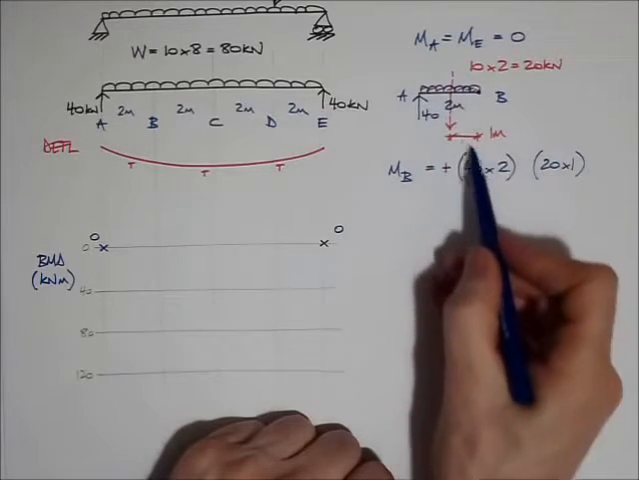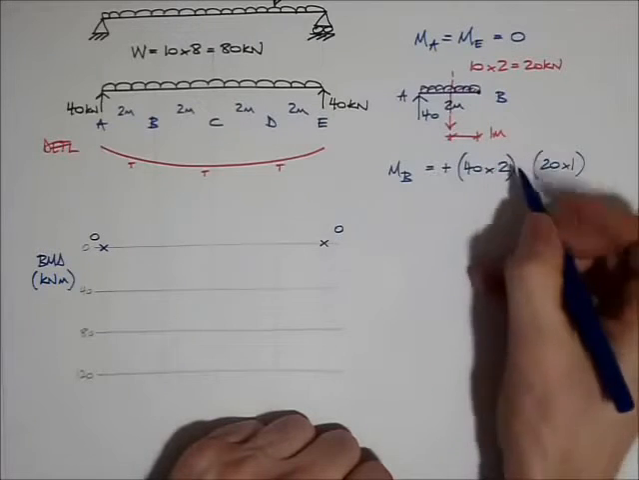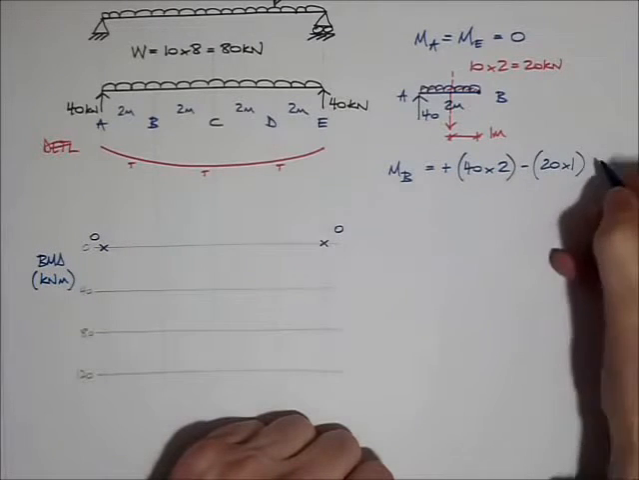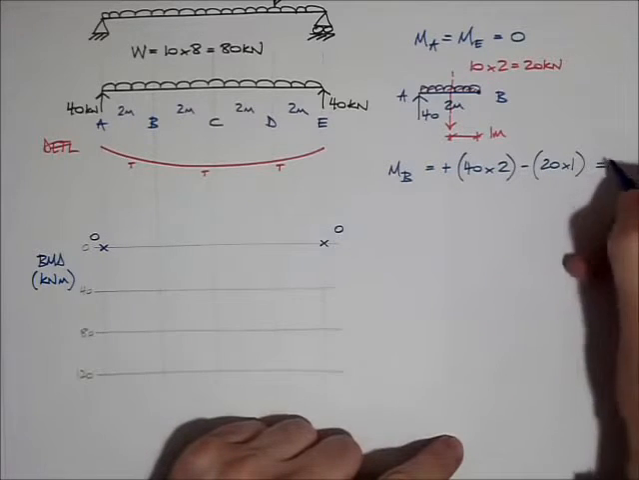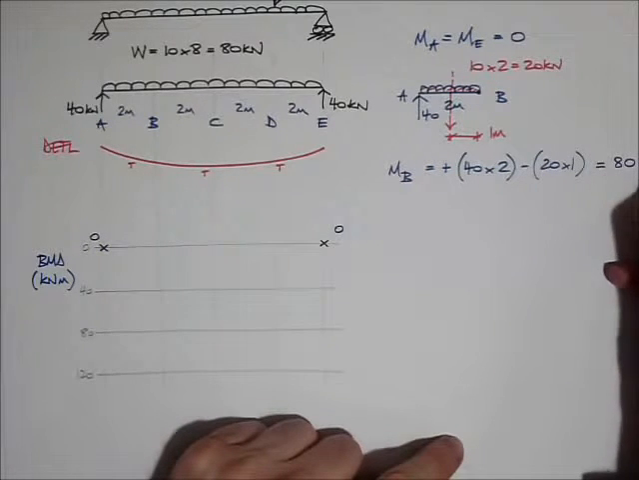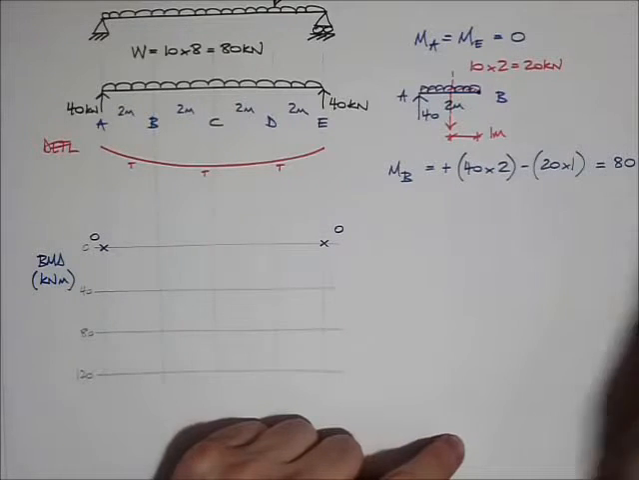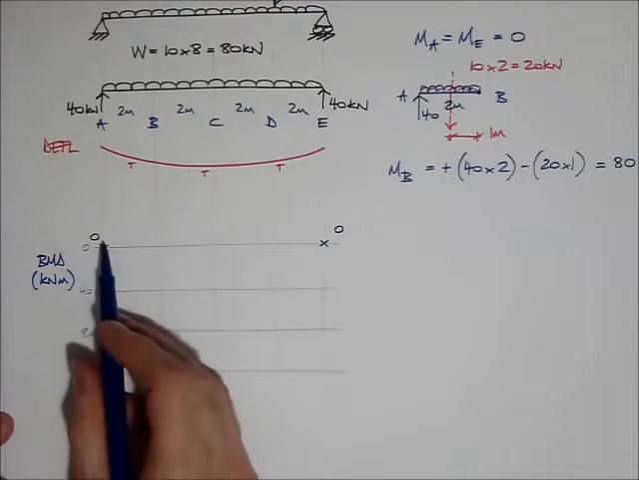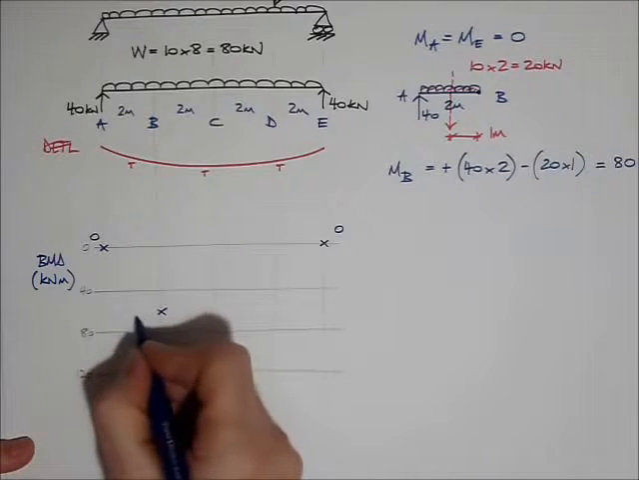So the bending moment is 20 times 1. Now that would be going anti-clockwise around point B, so that's going to be negative. That's all the forces I can see, so I need to calculate that. That's now 80 minus 20 equals 60 kilonewton meters. Great, I can go to my bending moment diagram and just add that on: 60 kilonewton meters.